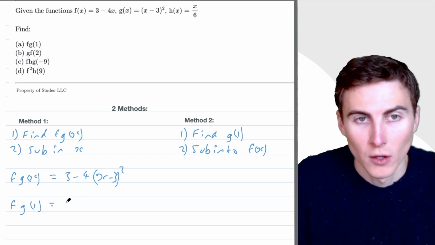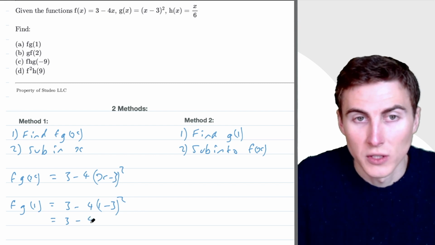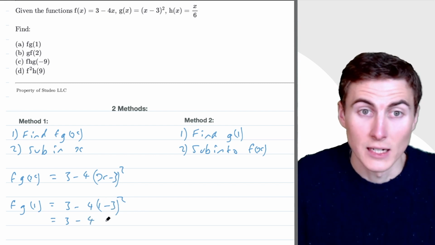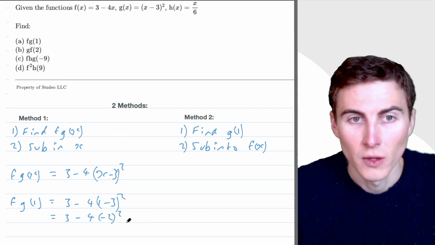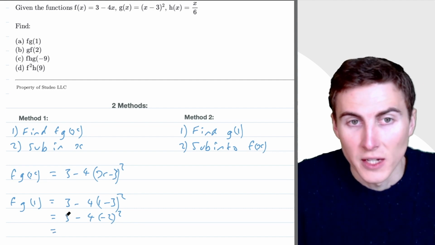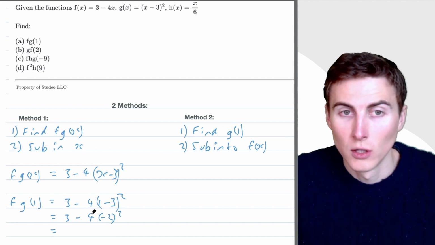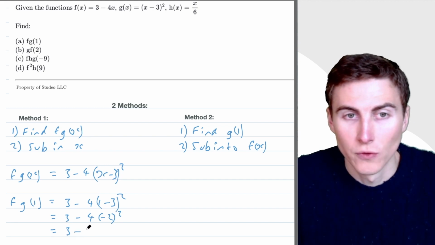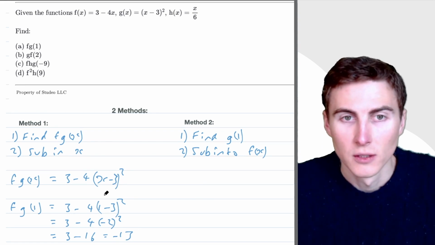And now that we've found that, we can find f(g) of 1 by plugging 1 into here. So we do 3 minus 4 sets of 1 minus 3 squared, which if we simplify would be 3 minus 4 sets of negative 2 squared. We can simplify one last time: minus 2 squared is 4, 4 times 4 is 16. So we get 3 minus 16, which is negative 13. And that's our answer. So that's one way of doing it.